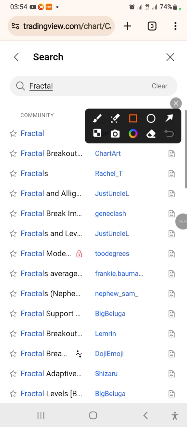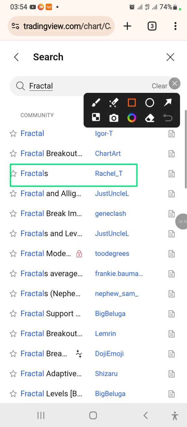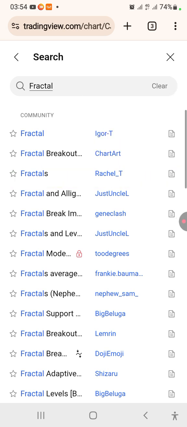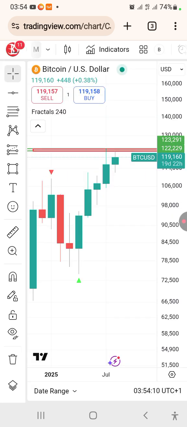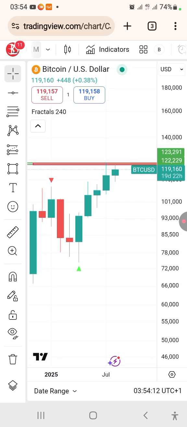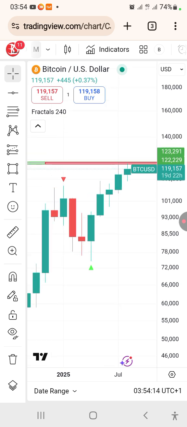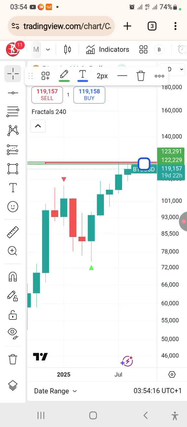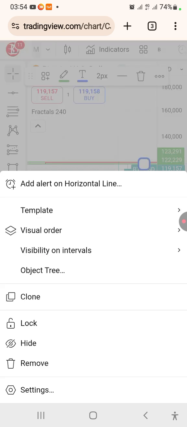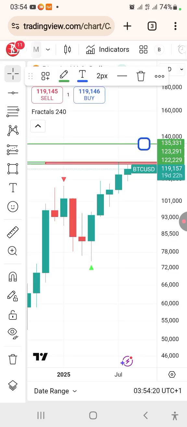If I'm mistaken, you are going to click on this. Click on this, then it will be added. I've added mine. So now I want to get the area for my resistance. Let's duplicate this. Duplicate that.